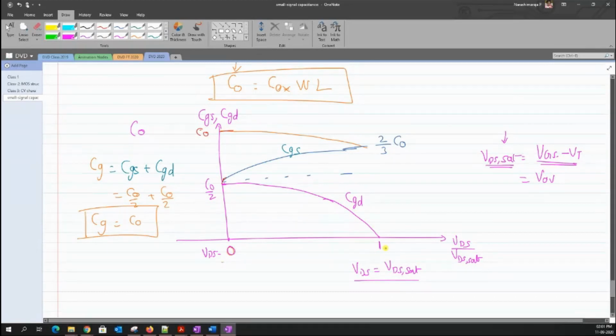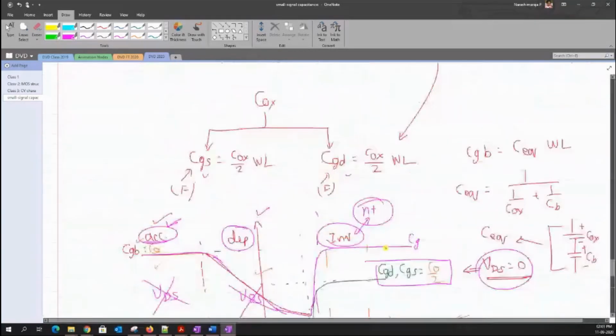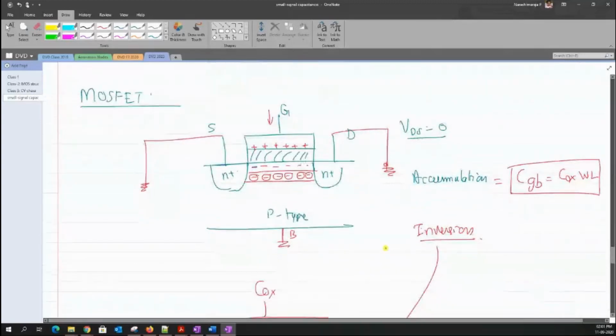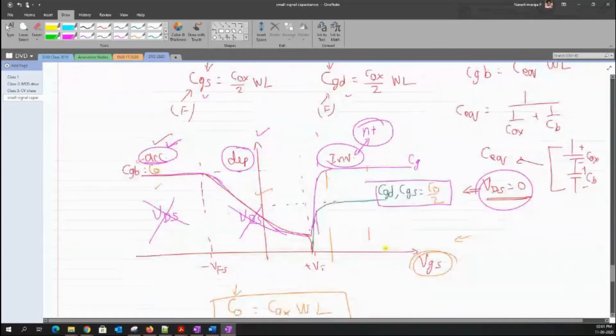Sir, here C0, irrespective of CGS and CGD, should remain constant, no, sir, because the leftover charges across the gate and drain terminal will move towards the gate and source, no, sir, in channel length modulation. Correct.